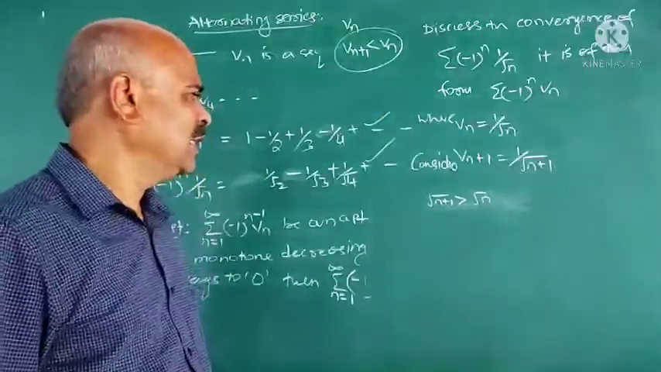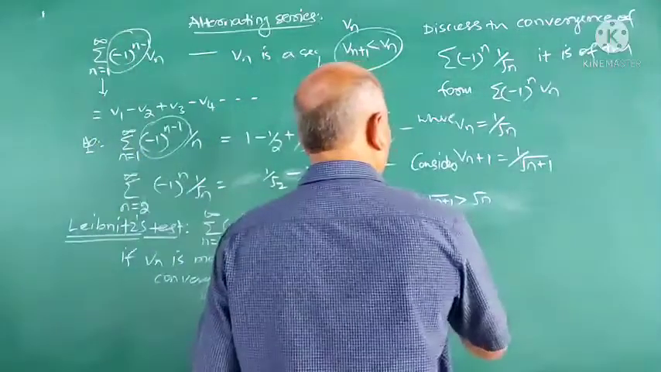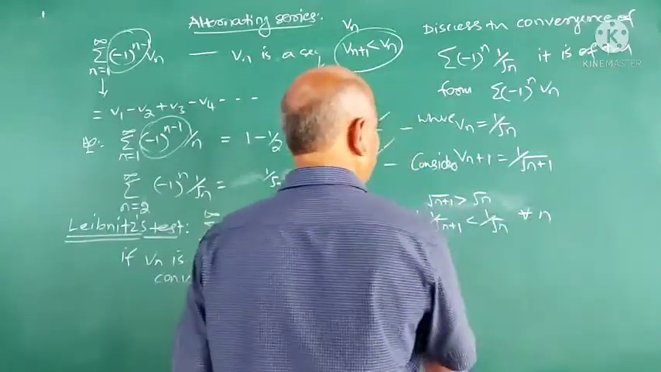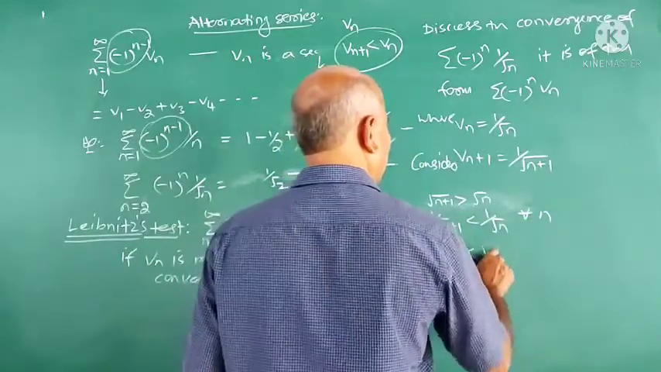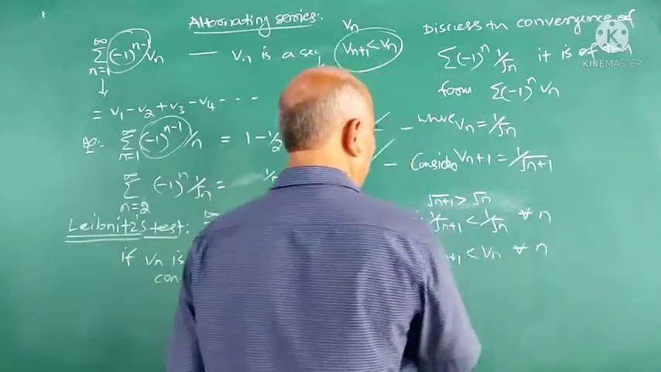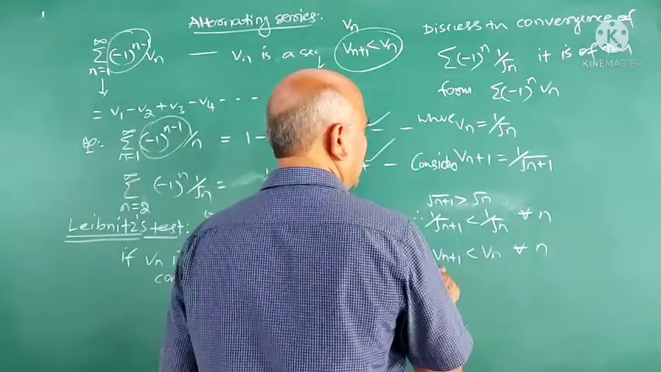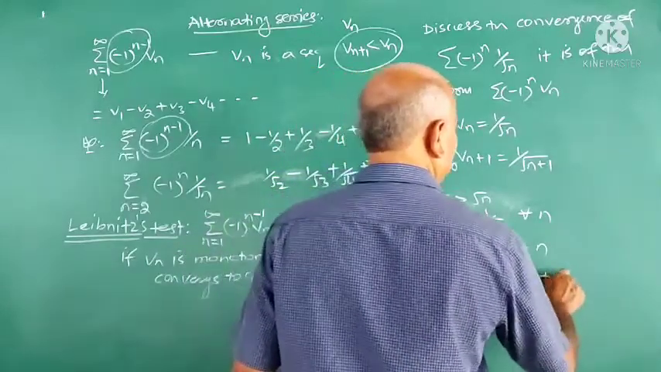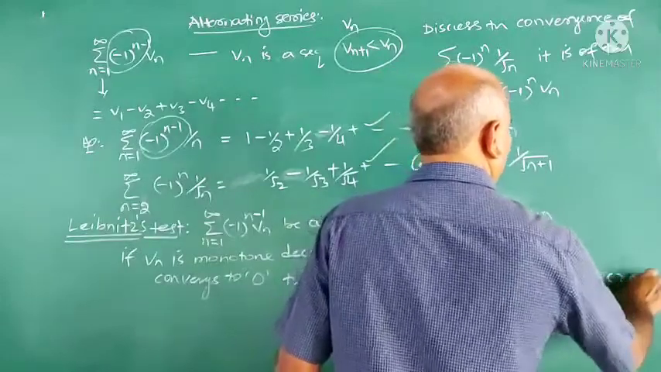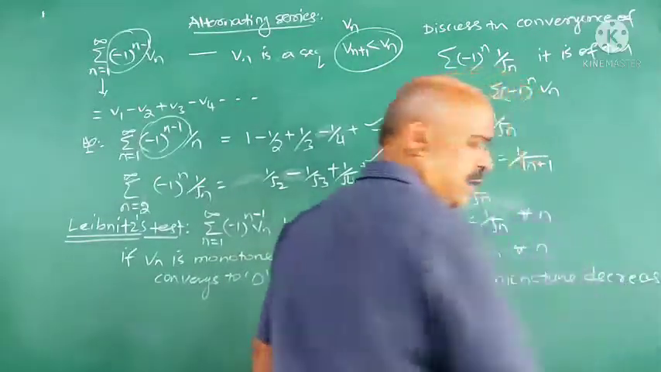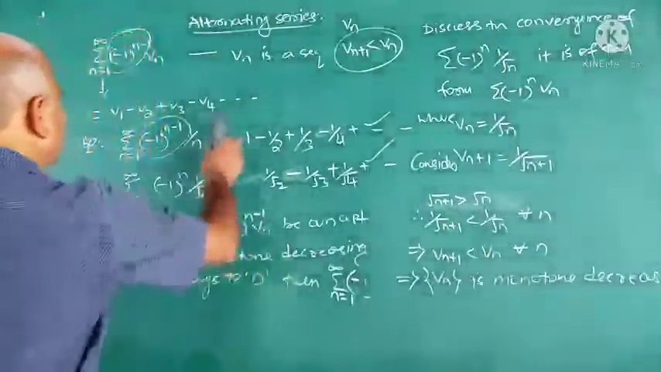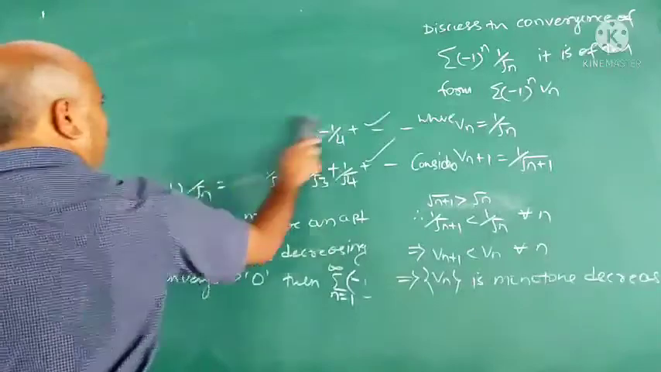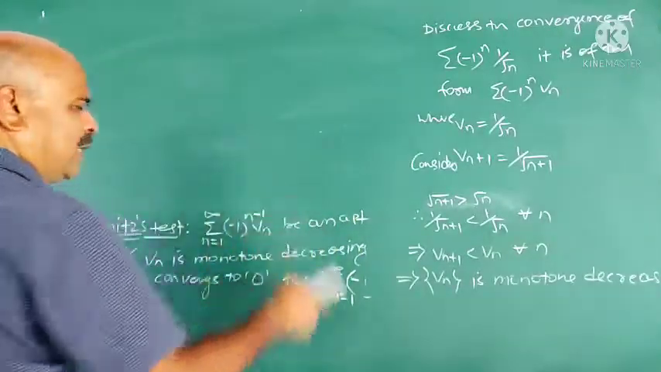Root n plus 1 is greater than root n. Therefore, 1 upon root n plus 1 is less than 1 upon root n for all n. This implies Vn plus 1 is less than Vn for all n. This implies the sequence Vn is monotone decreasing, or monotonically decreasing.